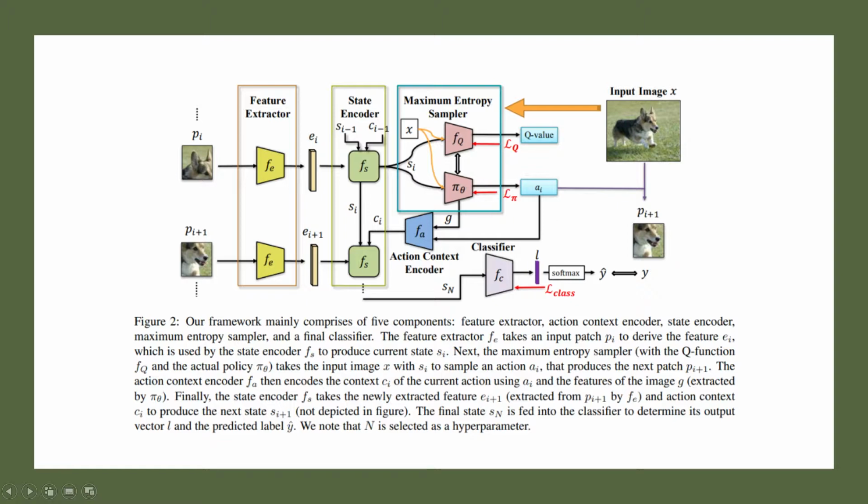So yung action context encoder naman is it takes the output nga of the policy pi function together with the patch image. So intuitively speaking, the action context encoder aims to account for the global information produced by the function policy pi, which is utilized for the state encoder.